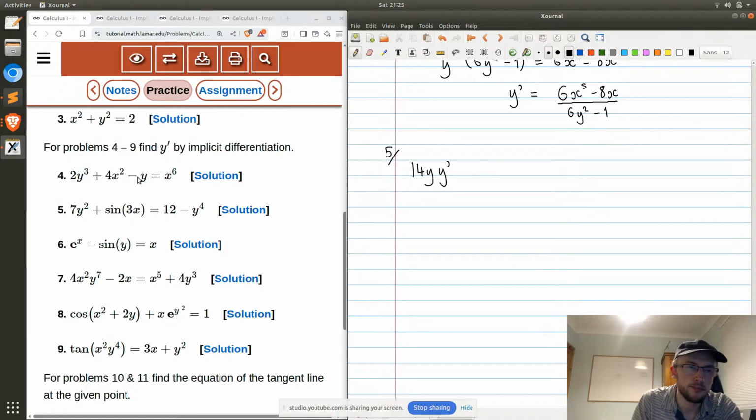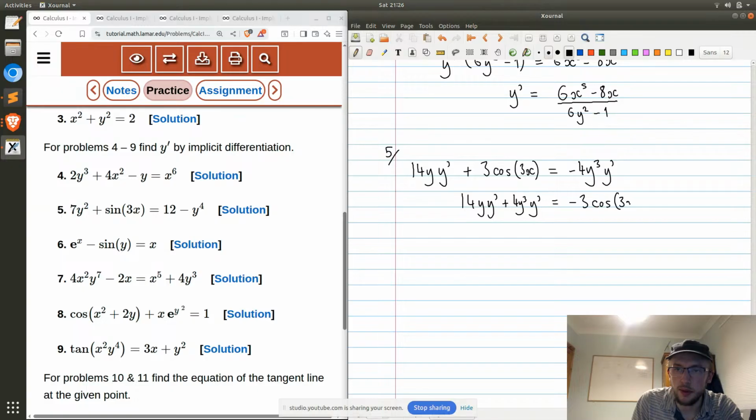14y prime. That will become 3 cosine of 3x. The constant just disappears. We get negative 4y cubed y prime, just like that. Okay, 14y prime plus 4y cubed y prime equals negative 3 cosine of 3x.